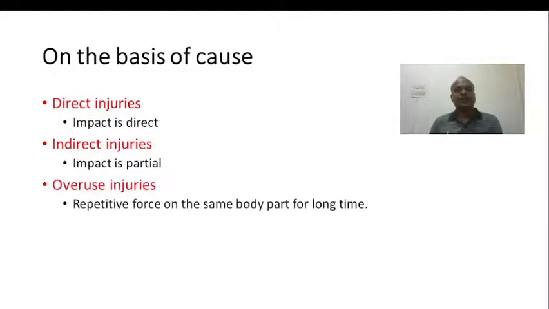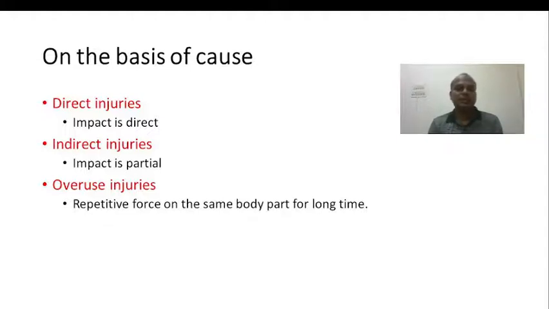So another type of classification is on the basis of cause. The cause may be direct impact, or an indirect impact, or an overuse injury. Direct impact, as we all know, is a body part getting a blow from an external object, or from an opponent, or from a partner. So when there is a collision or a hit, such injuries occur.